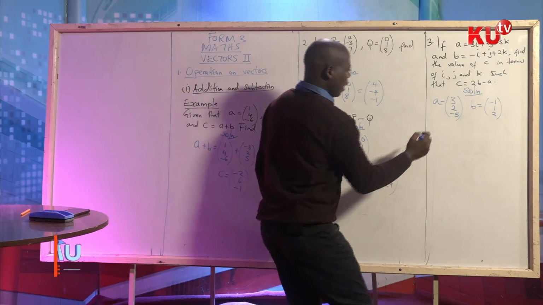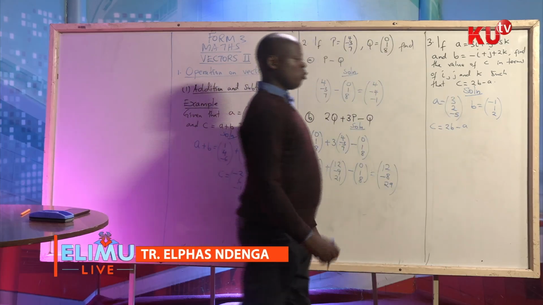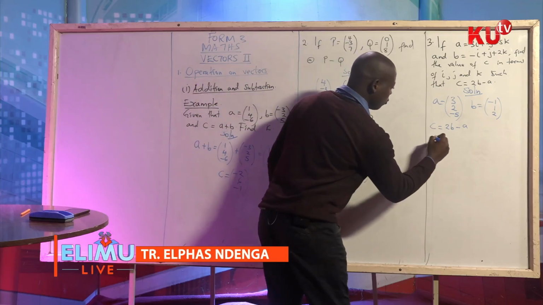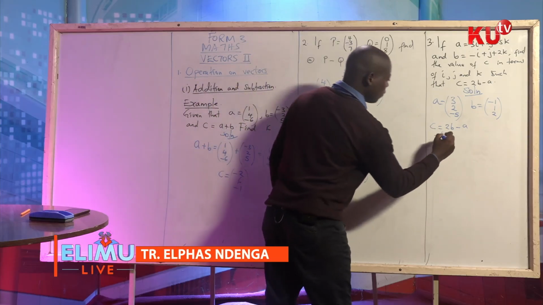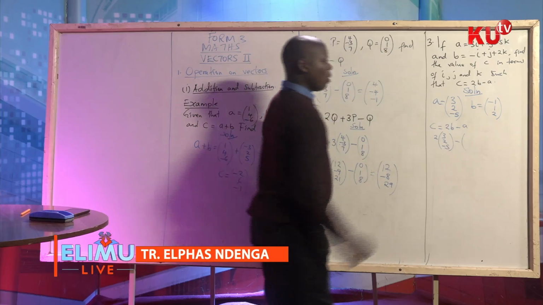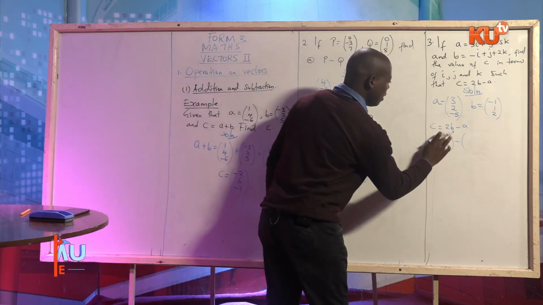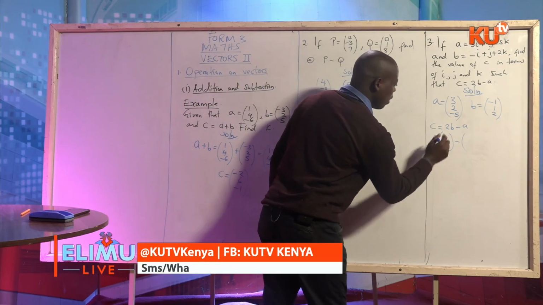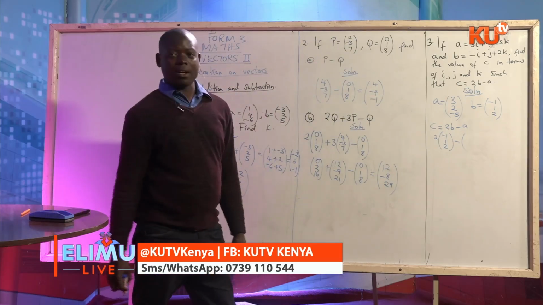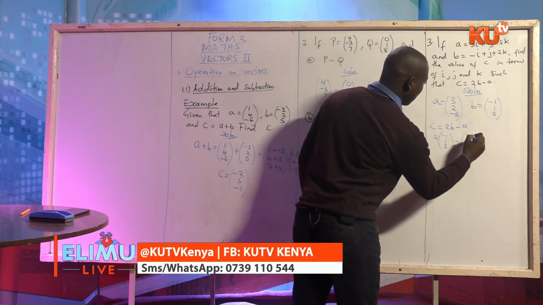So let's find our C. Our C is twice B less A. Twice B less A. What does it mean, students? It is twice, sorry, this is B. Twice B will be, B is (-1, 1, 2). Then we less A. A is (3, 2, -5).